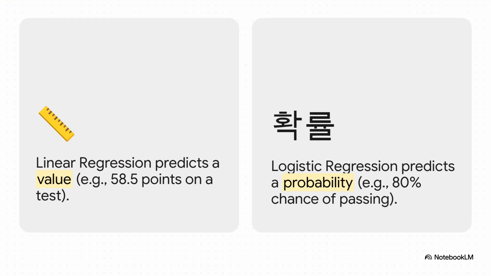So what's the big deal here? Well, imagine you're trying to predict how a student will do on an exam. An older method, called linear regression, would try to guess their exact score. Like 58.5 points, which is kind of useful. But what do we really care about? We care if they passed or failed, right? And that's exactly where logistic regression shines. It doesn't give you a score, it gives you a probability, like an 80% chance of passing.